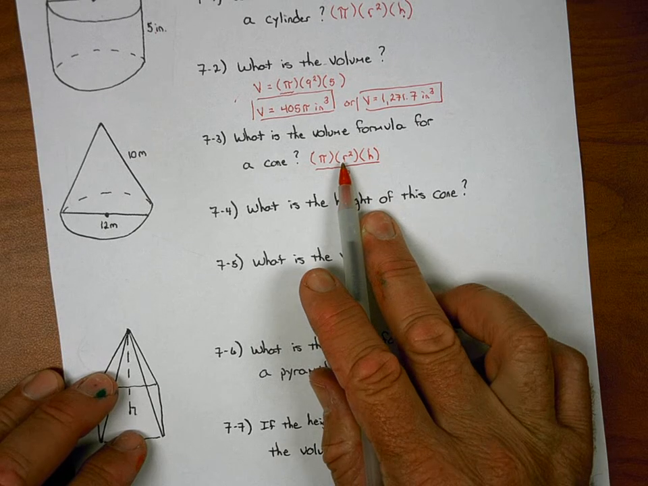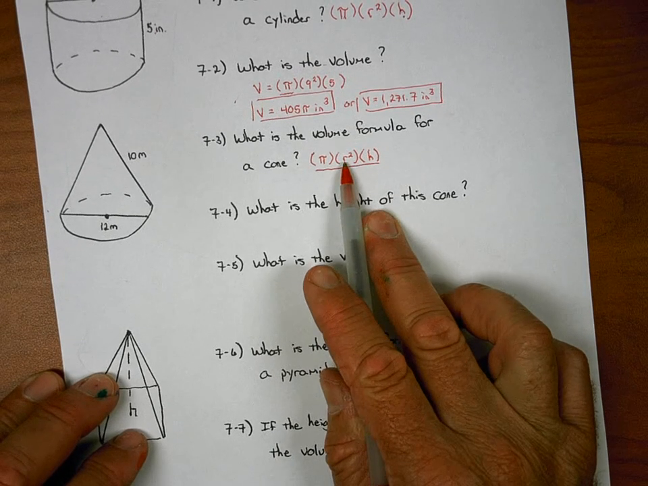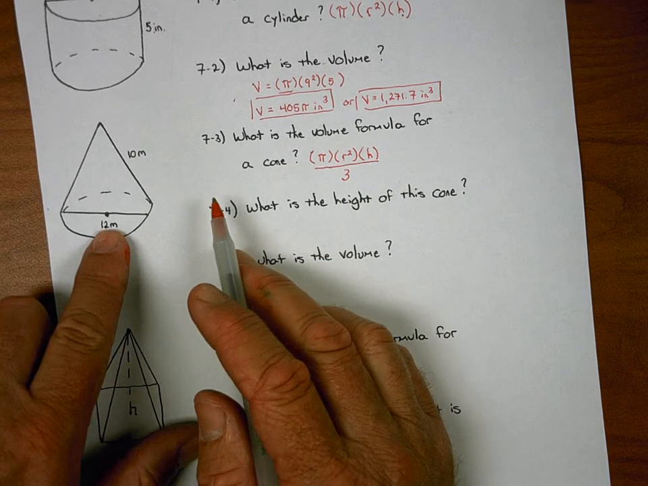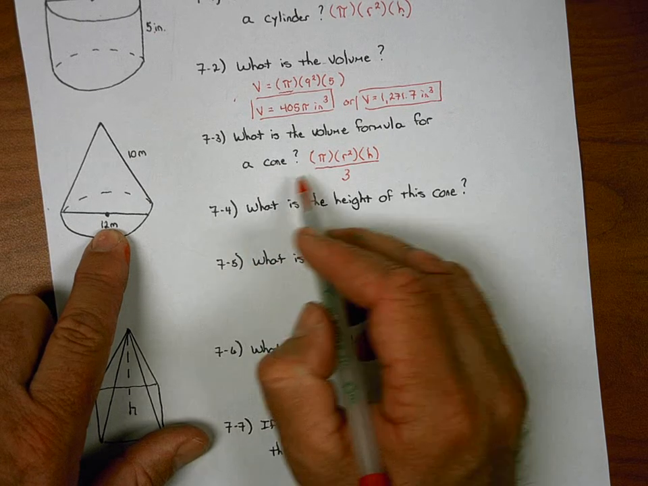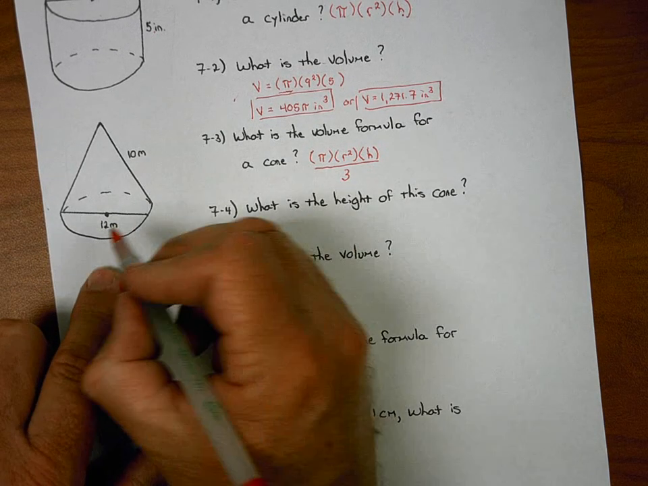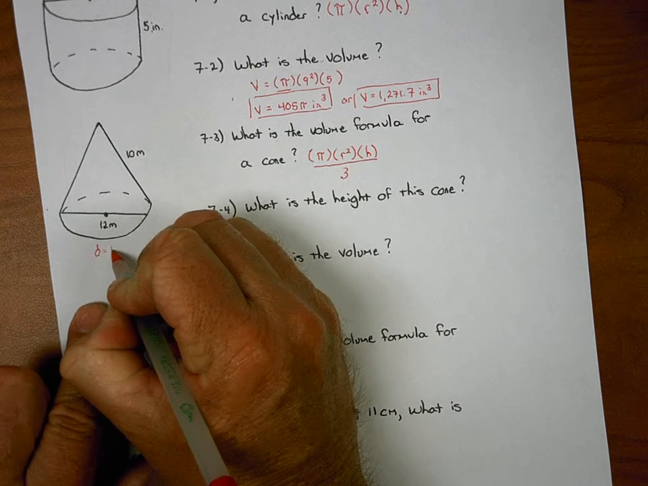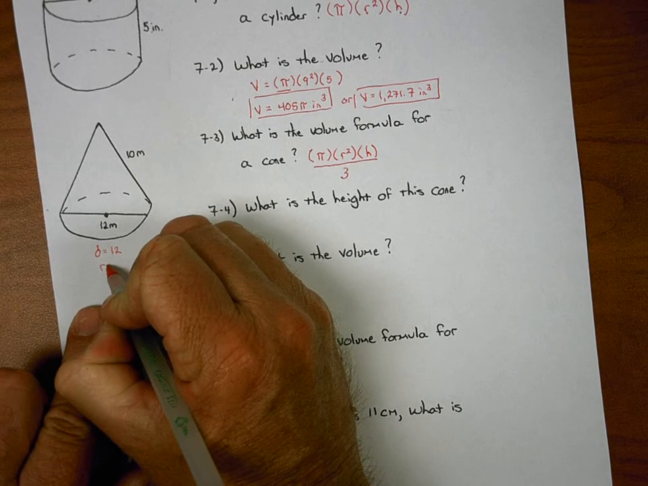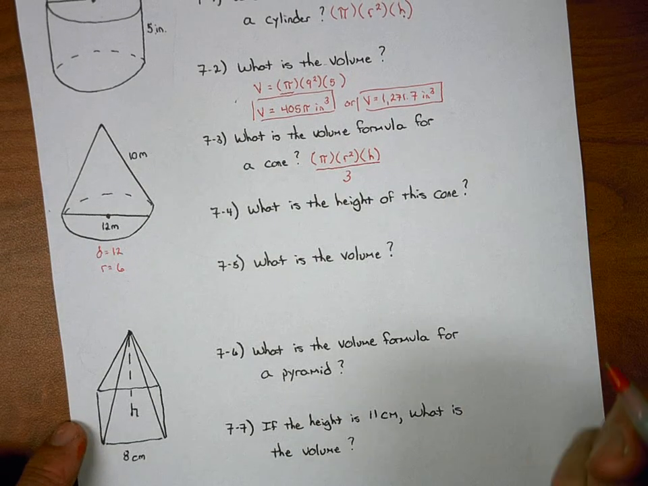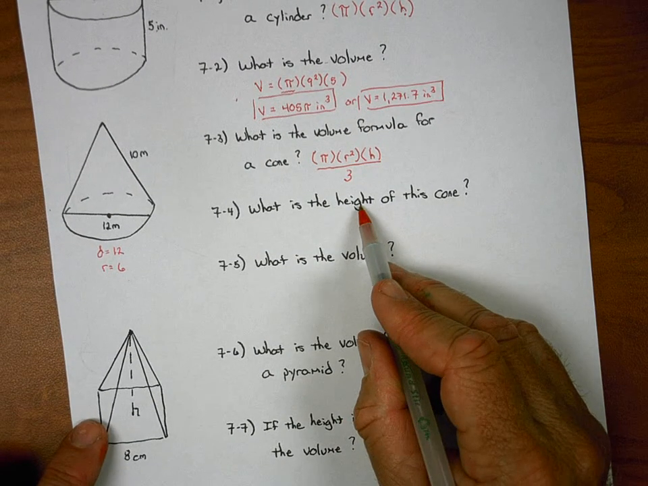There are 2 things you need to know to find the volume of a cone. You need to know the radius, and once again, if we look at this picture, we don't know the radius directly. We know the diameter is 12, which means the radius is going to be half of that, so that's 6. And you need to know the height.